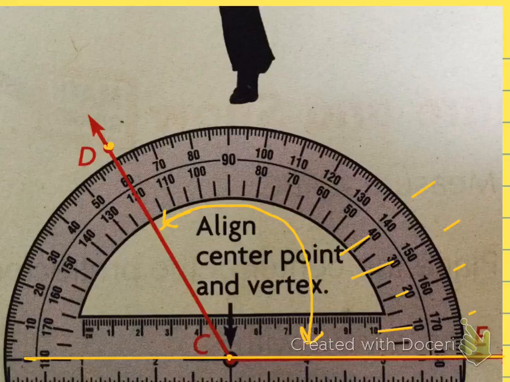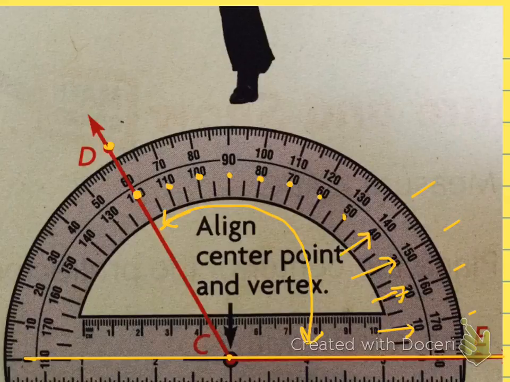So let me see here. If I'm using C and E as my baseline, I better start at 0. So let me go ahead and count. I'm going to use the inside edge and count 0, 10, 20, 30, 40, 50, 60, 70, 80, 90, 100, 110, and look, the ray CD intersects my protractor at 120 degrees.